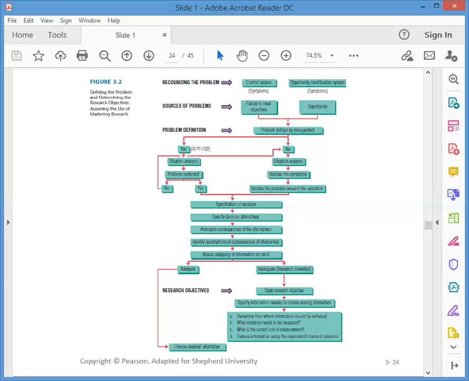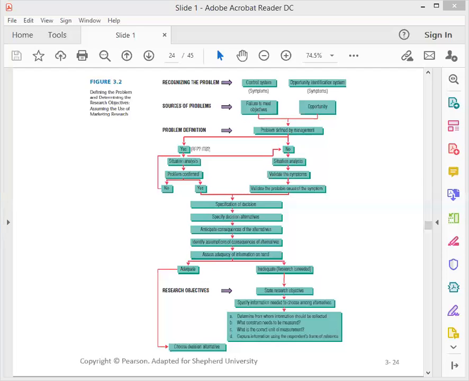If we have adequate information at hand to make a decision, then we just go ahead and make the decision. If we don't, then we need more research. So then we have to state our research objectives, specify the information needed to choose among the alternatives, and those are: who do we get the information from? How do we measure it? What's the correct unit of measure? And we have to capture the information in terms of the respondent's frame of reference so that they understand what we're getting after.